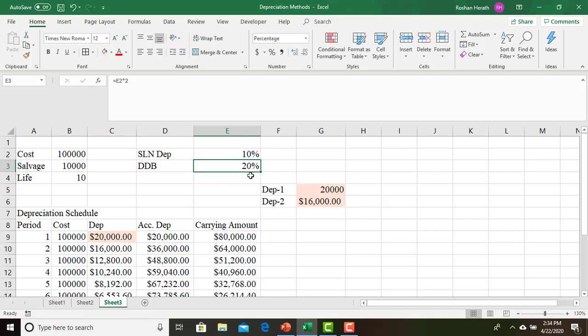So then we can agree that the rate we had determined earlier is correct. So that is the double declining method. So that's how you do that.